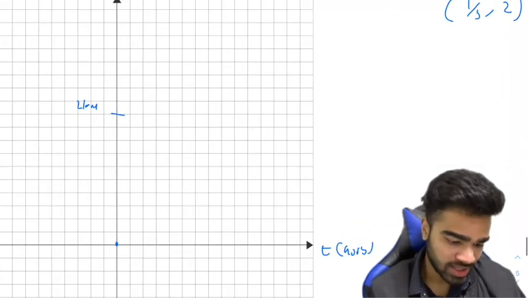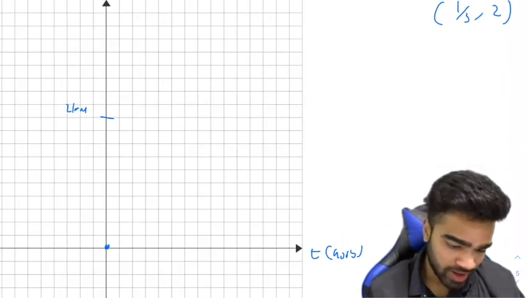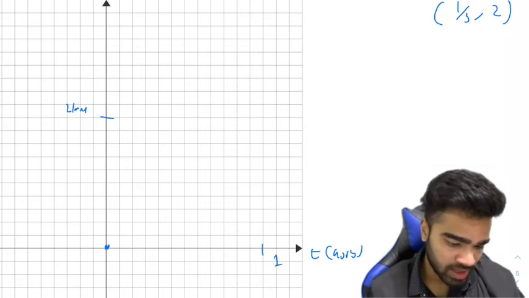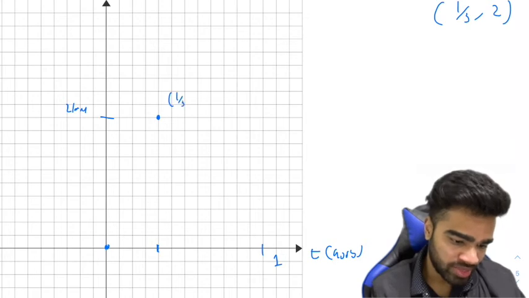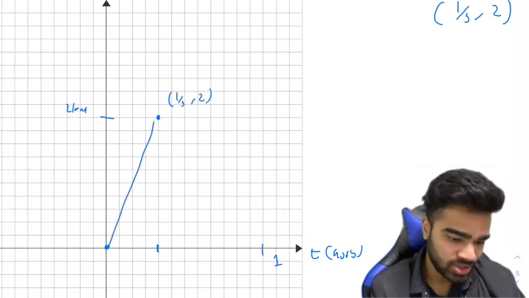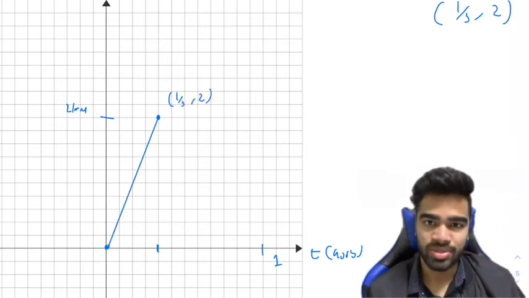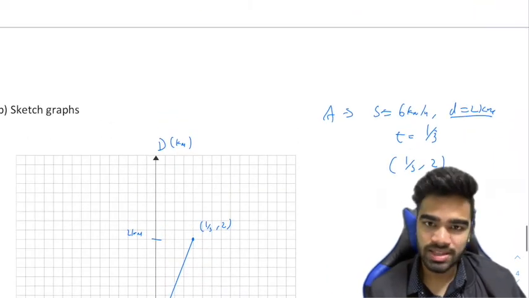So he starts at 0, 0, and he takes a third of an hour. So let's say 1 hour is here. A third of an hour would be roughly here. And so this coordinate over here would be a third, comma 2, and pretty much you connect those lines, right? 1/3 of an hour. Now, person B and C are a bit trickier, right?